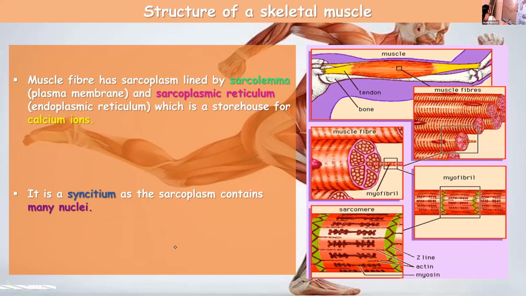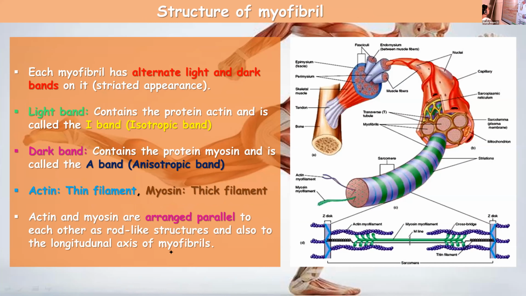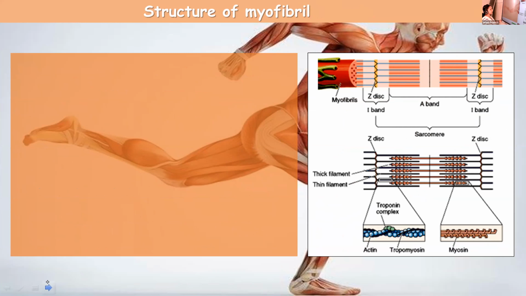This we have completed. Each myofibril has alternate light and dark bands on it, giving it a striated appearance. The light band consists of protein actin, and you call it the I band or isotropic band. The dark band is made up of protein myosin, and you call this region the A band or anisotropic band. Actin is thin, and myosin forms thick filaments. Actin and myosin are arranged parallel to one another and also to the longitudinal axis of the myofibril. We completed till here last period.